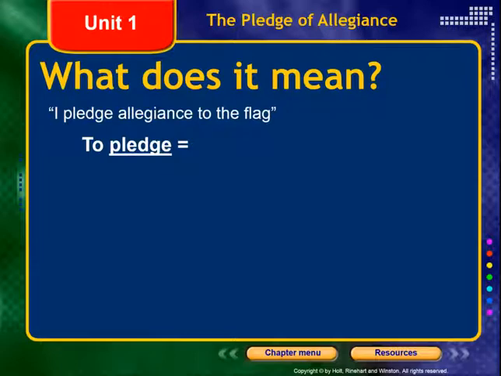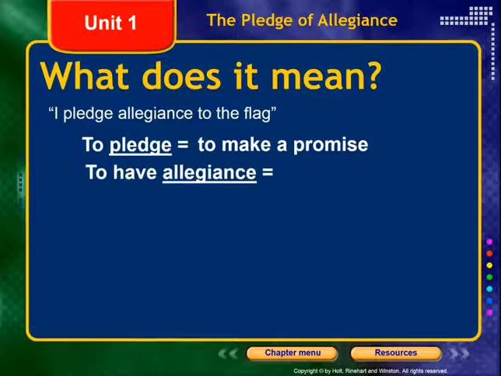So I pledge allegiance to the flag. What does it mean to pledge? A pledge is a term that simply means to promise something, to make a promise. What are you pledging to do? To have allegiance. Well, you're promising to have allegiance. What is allegiance? It's to support something or be loyal. You're promising to support something.